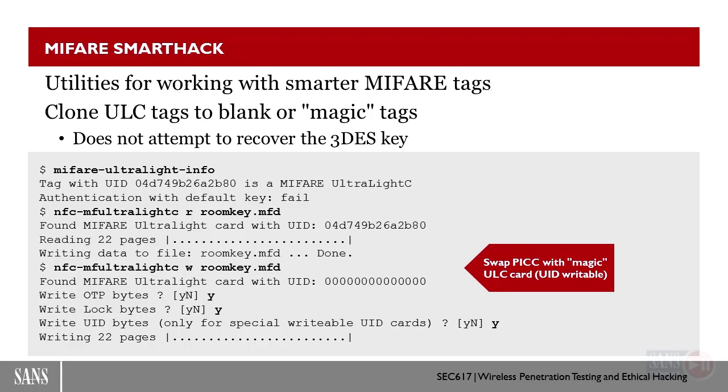We do have some tools for working with the MyFair Ultralight and Ultralight C, and we can potentially write these back to new magic cards with writable UID, in a similar fashion, with the NFC MFC, MF Ultralight C commands. Okay. It doesn't try to recover the key, it just grabs the data, because it could grab all the data and then write it to a new magic card with the UID.